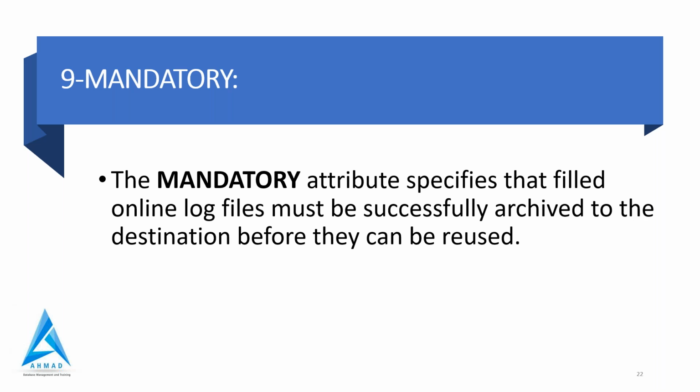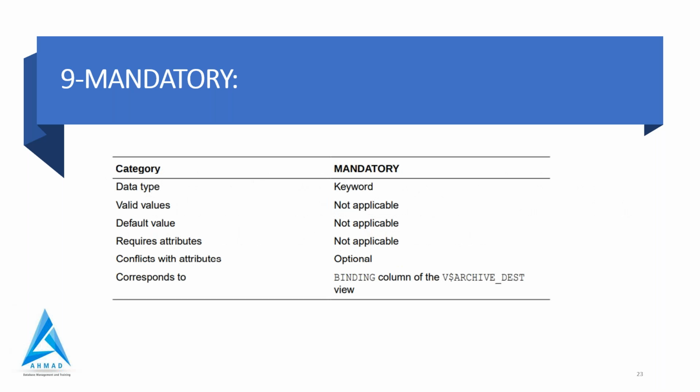Remember that. If the mandatory attribute is not defined or specified, then by default the destination is considered to be optional, and at least one destination must succeed, even if all destinations are optional. So if archiving to an optional destination fails, the online redo log file is still available for reuse and may be overwritten eventually. If the archival operation of a mandatory destination fails, online redo log files cannot be overwritten. So this is the benefit of the mandatory keyword.